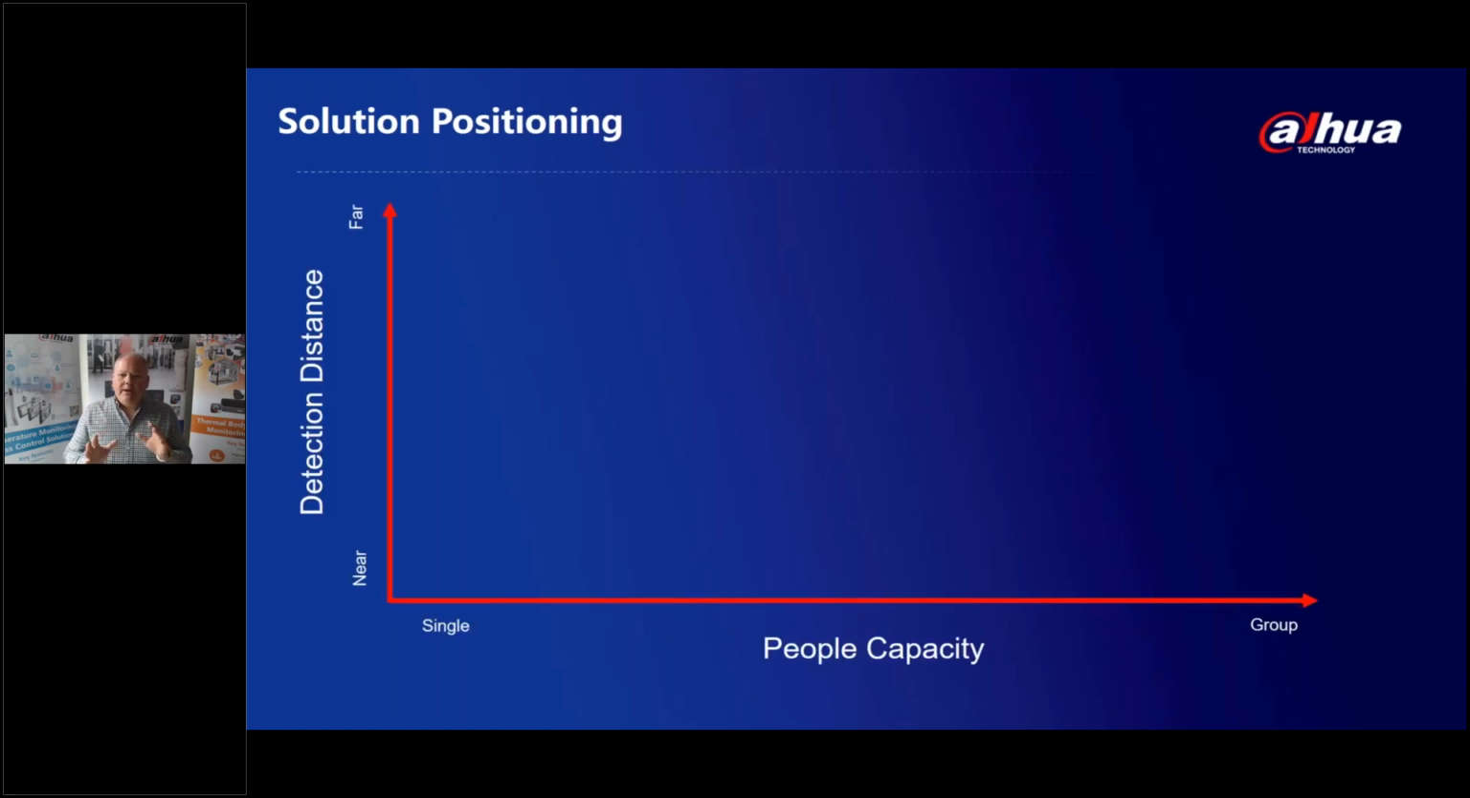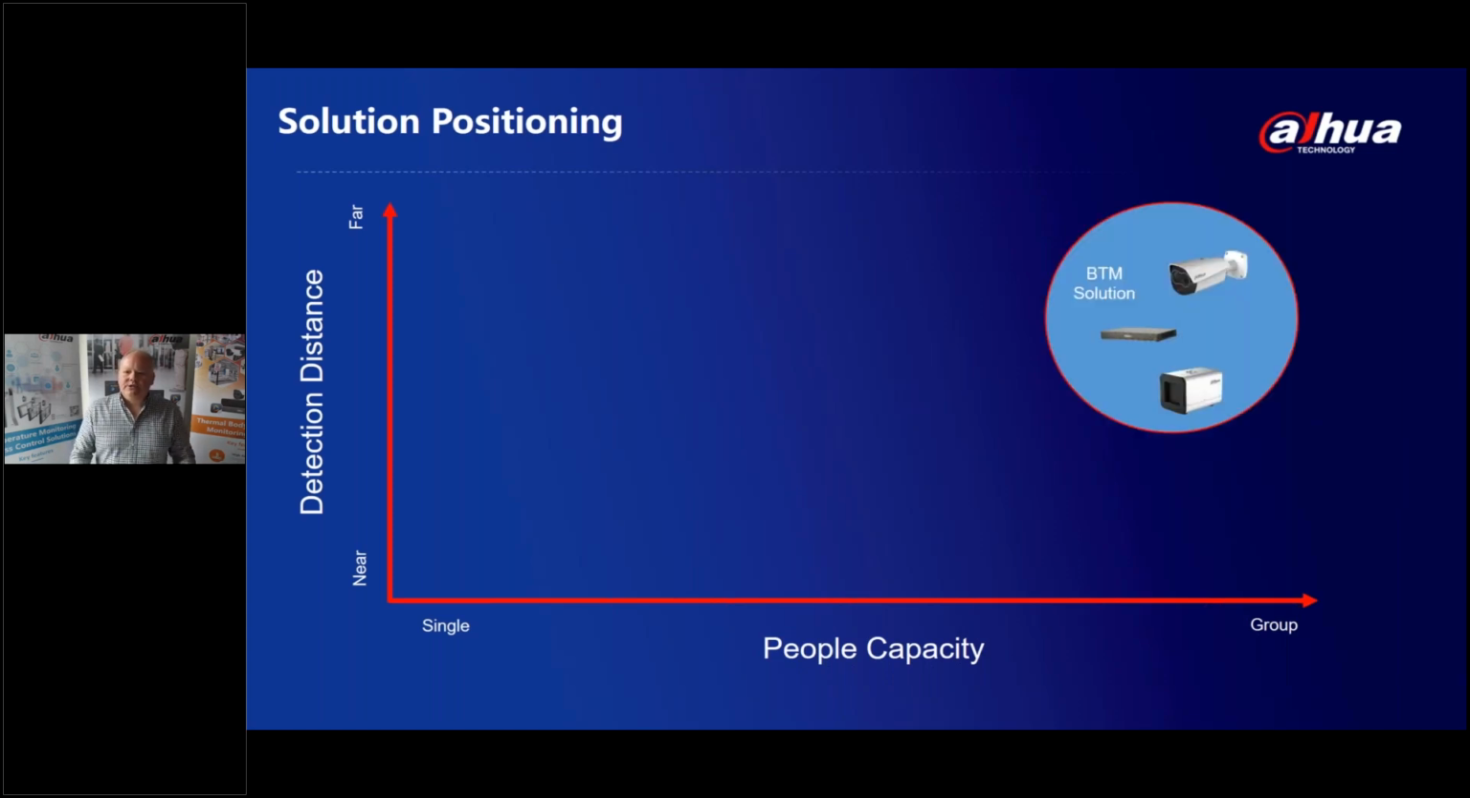So if we look at where these two solutions fit in terms of positioning, I've got a graph here to share with you. Along the bottom axis, we've got people capacity. That ranges from single people, not single as in not married, but single people going through the system onesie twosies, to a group of people passing through in a higher capacity environment. And we've compared that on the vertical axis with the detection distance, so whether you have to be close to the camera or further away.